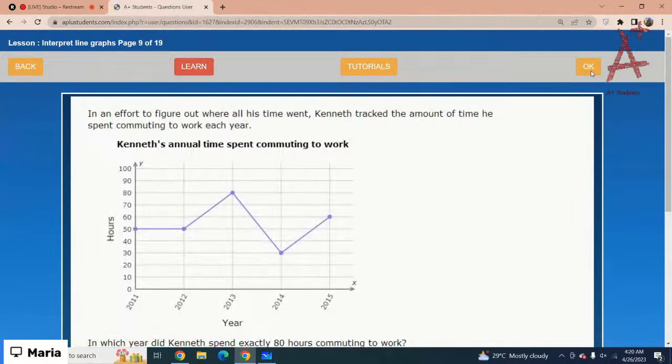In an effort to figure out where all the time went, Kenneth tracked the amount of time he spent commuting to work each year. In which year did Kenneth spend exactly 80 hours commuting to work? So, which is the correct option? Yes, very good. In 2013, the correct option is 2013.